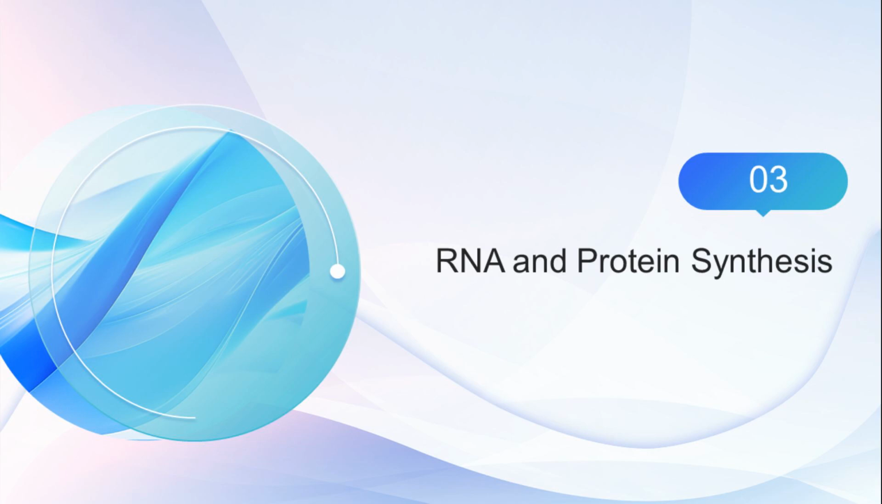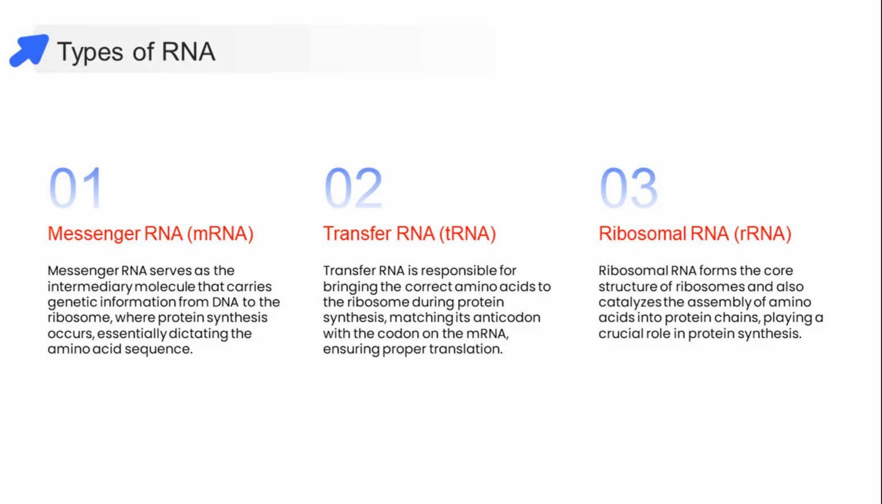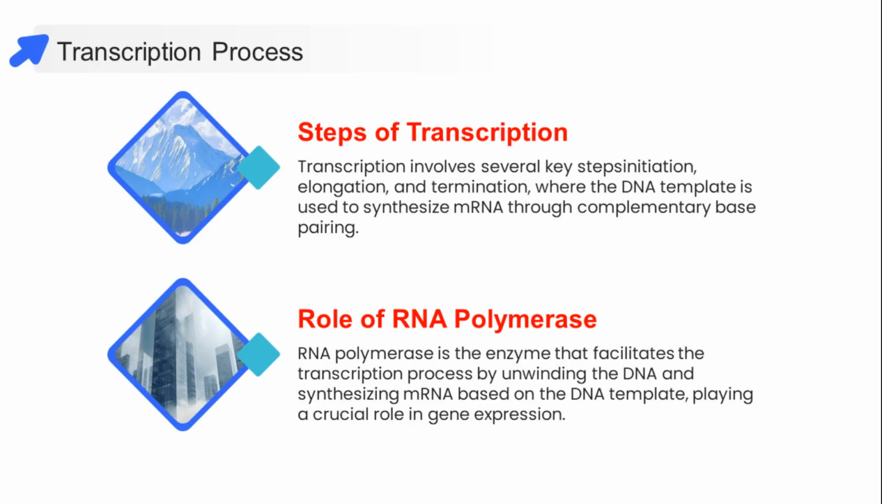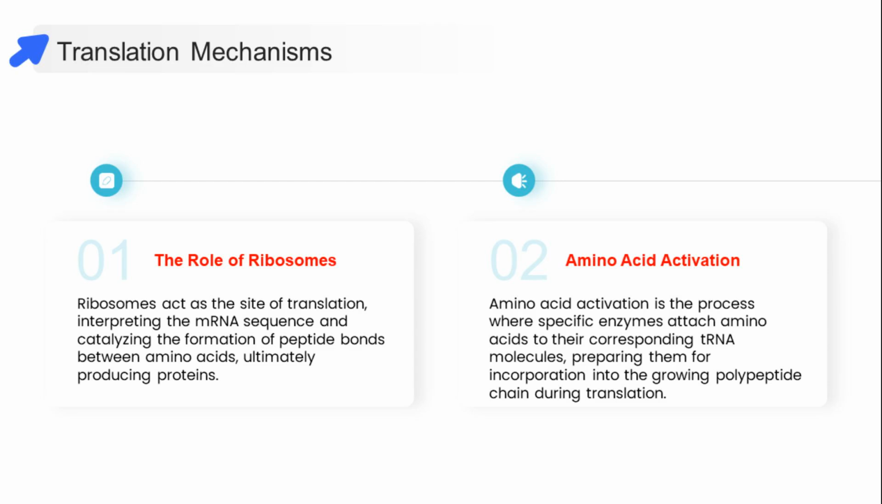Now, let's delve into RNA and the process of protein synthesis, essential for cellular function. Discover the different types of RNA and their roles in translating genetic information into proteins. Learn about the transcription process and the crucial role of RNA polymerase in synthesizing mRNA. Explore how ribosomes and amino acids work together to translate genetic codes into proteins.